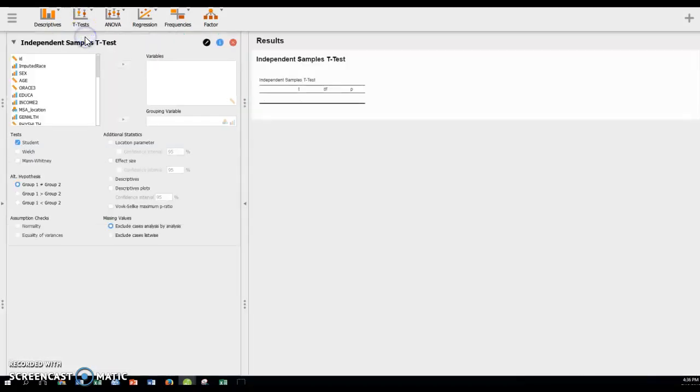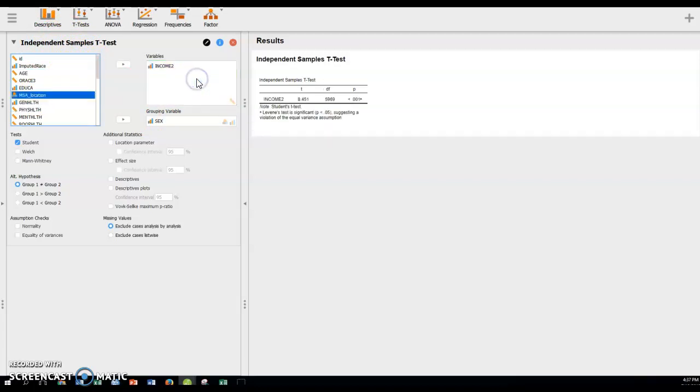This would be independent samples because we have male and female, and each person in the data set isn't meaningfully paired with another member of the data set. So it's not a paired t-test, it's an unpaired t-test or independent samples t-test. And we're going to look at income here. As soon as you put in those two things, automatically you get a result. It's a statistically significant result.